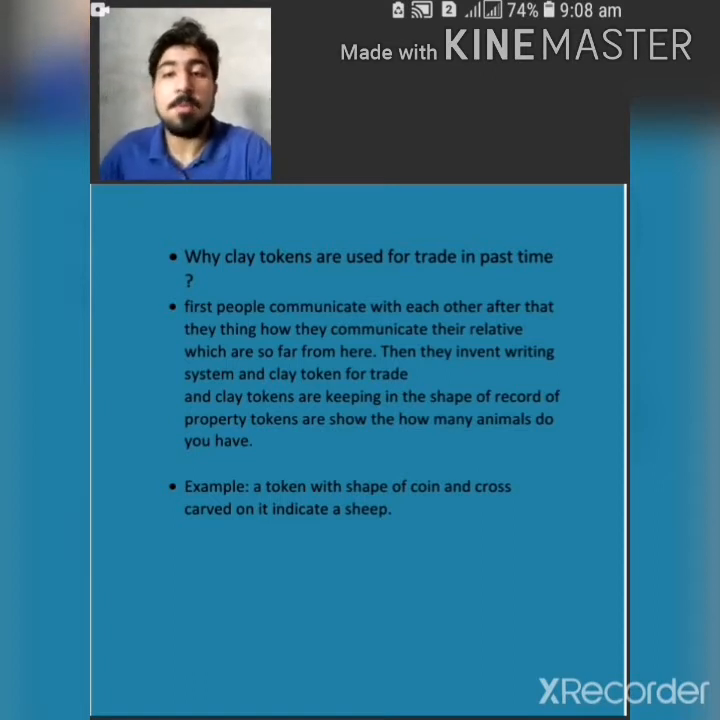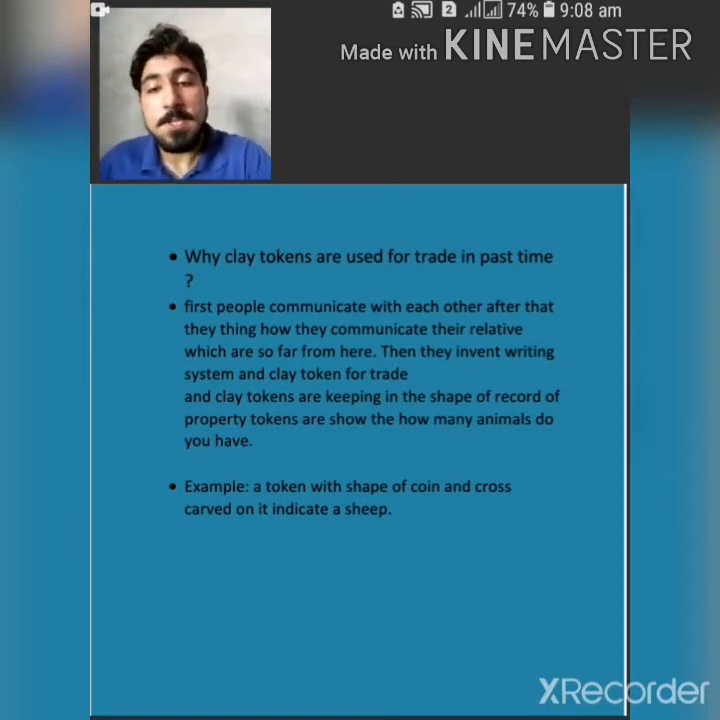First, we come to the background. First, people communicate with each other. After that, they think about how to communicate with their relatives, who are so far from here. Then they invent a writing system and clay tokens for trade.